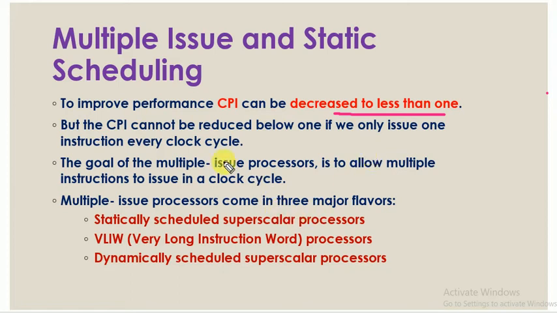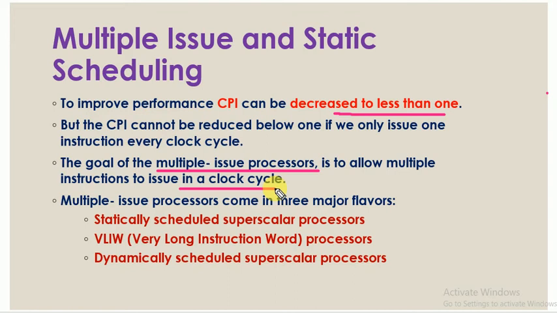So the goal of the multiple issue processor is to allow multiple instructions to issue in a single clock cycle. In the normal ideal case, so far we have been discussing issuing only 1 instruction in 1 clock cycle. So every time we are considering it as 1 only. But if in that clock cycle we can provide 2 instructions, the cycles per instruction can be reduced to half. That means 0.5 for the first instruction and 0.5 for the second instruction.